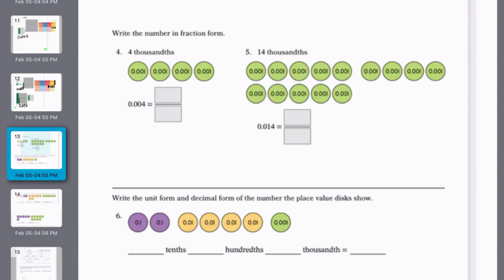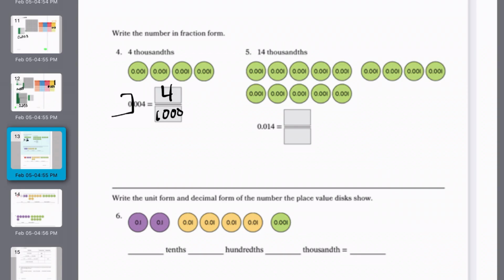Alrighty, we have just a couple problems left. We are now on the next page. I want you to look at these and see if we had 4 thousandths. We know that we definitely don't have a whole number because remember, nothing in front of that decimal is there. We know that we are in the thousandths place. It takes 1,000 to make a whole, and we want to write this in fraction form.